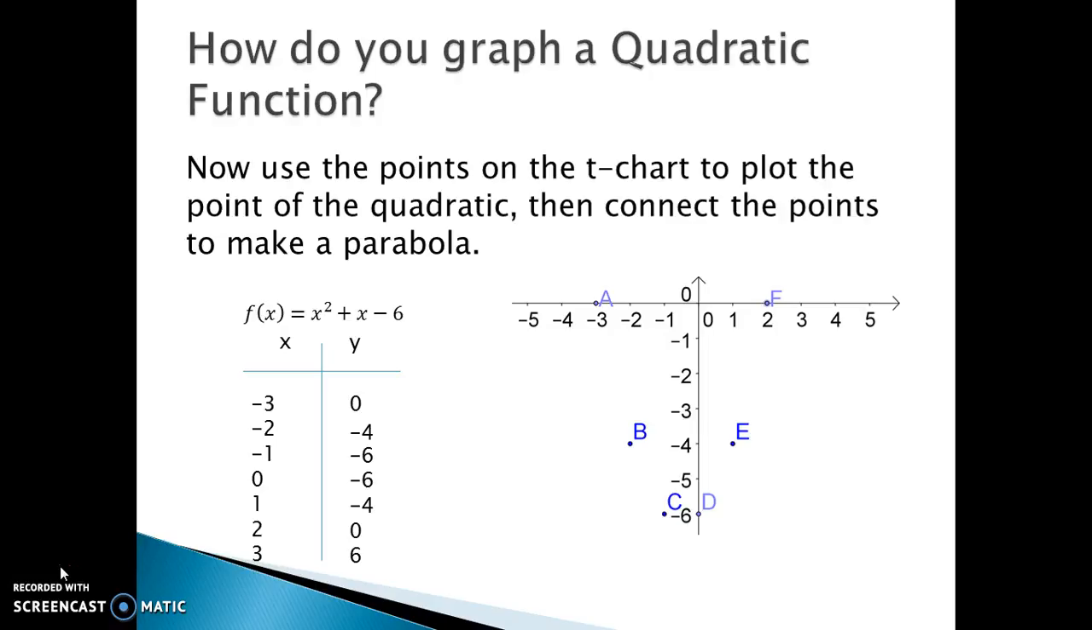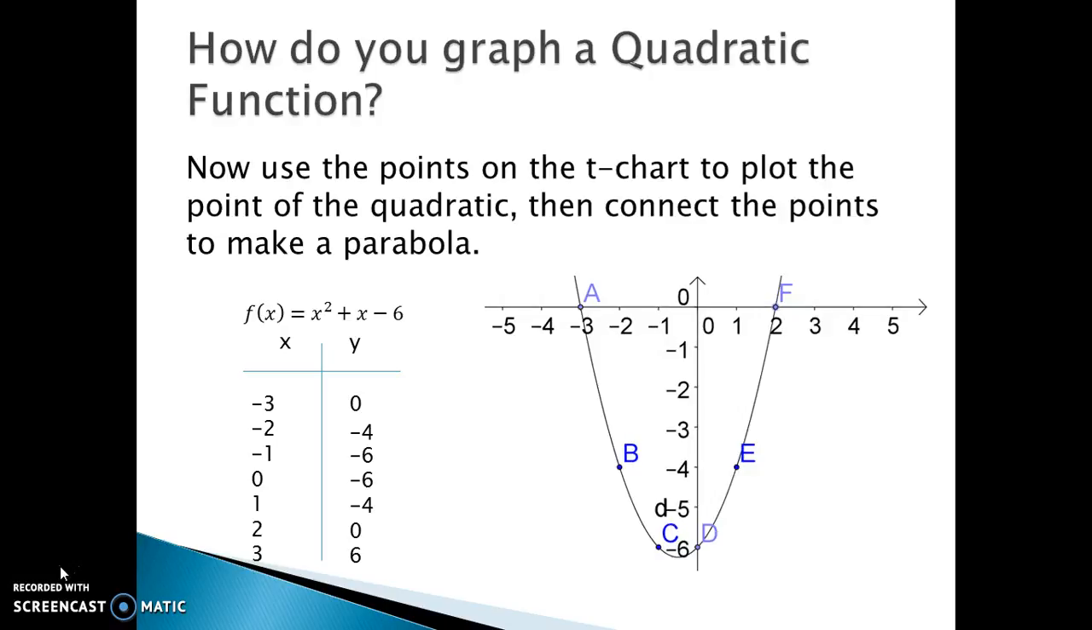I don't have to do all the points that I come up with. Okay. So if you see A is the point where x is -3, so you go over to the -3 spot, and then the y value is 0, so that's why I went up 0. When you connect those points, they make a parabola. Okay? So that's one way to graph quadratics, is to use a t-chart.